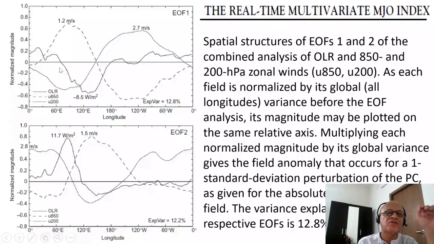So you have to be careful about what is the percentage of the total variance that is explained by doing this. That can be very small. Okay, normalized magnitude is shown here. So we are looking at OLR. When OLR is negative, obviously it's in a convective phase, so minus 8.5 watts per meter squared here.